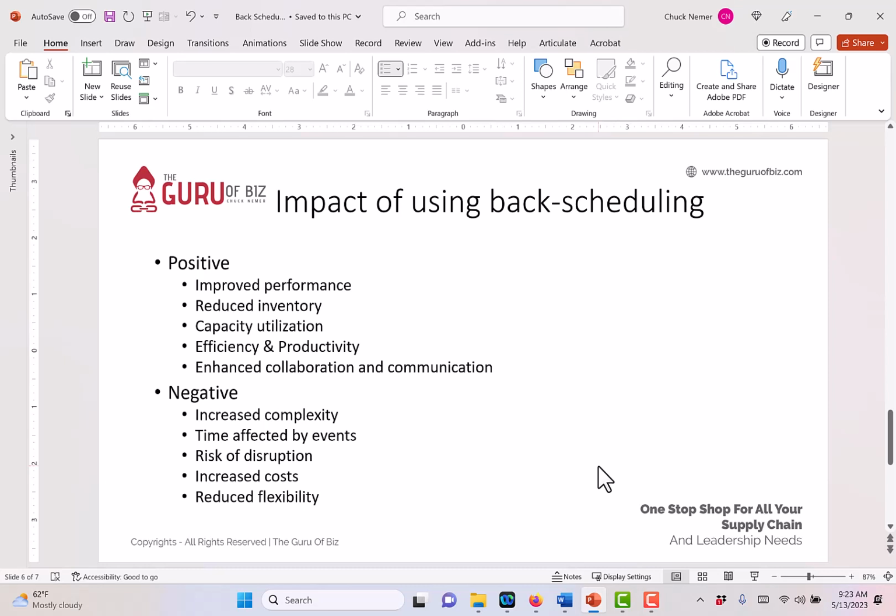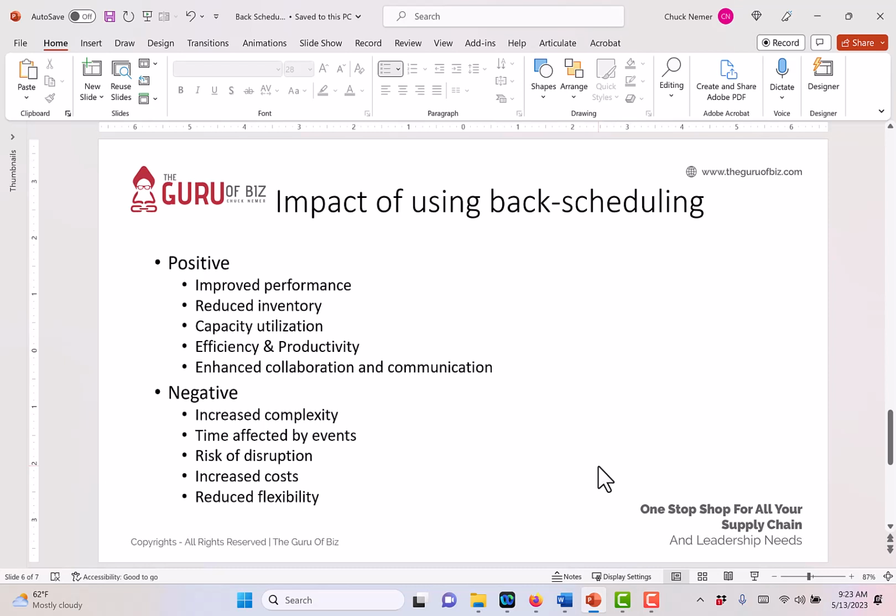Capacity utilization. Because we're only using the resources we need, we can keep costs down, which can improve profitability. From an efficiency and productivity standpoint, we know exactly what's going to be built when, so we can optimize our production or distribution process. And when everybody's on the same page, we know what the plan is and we all work the plan.